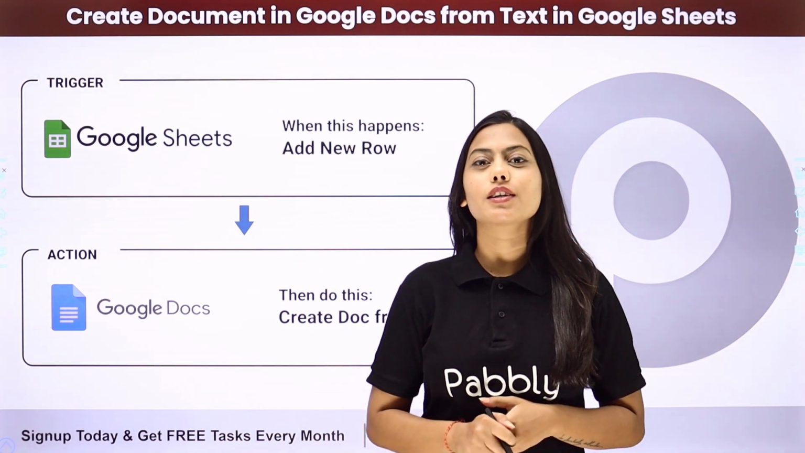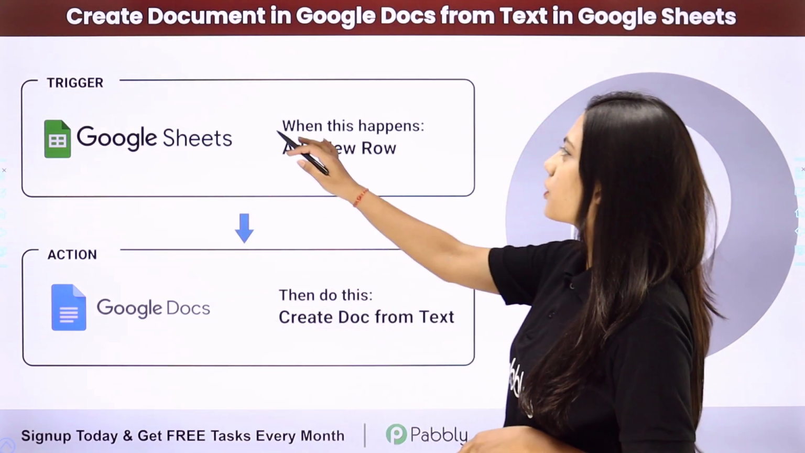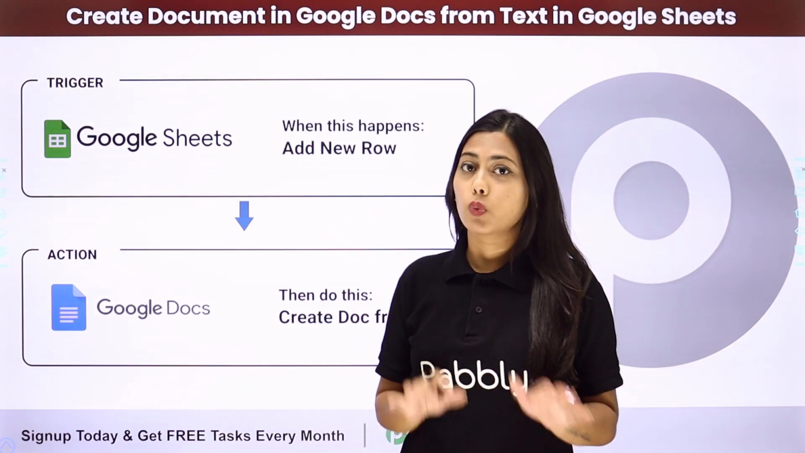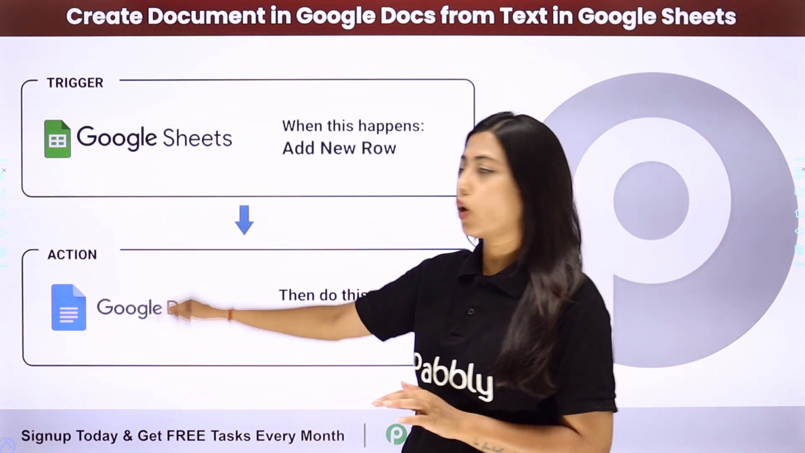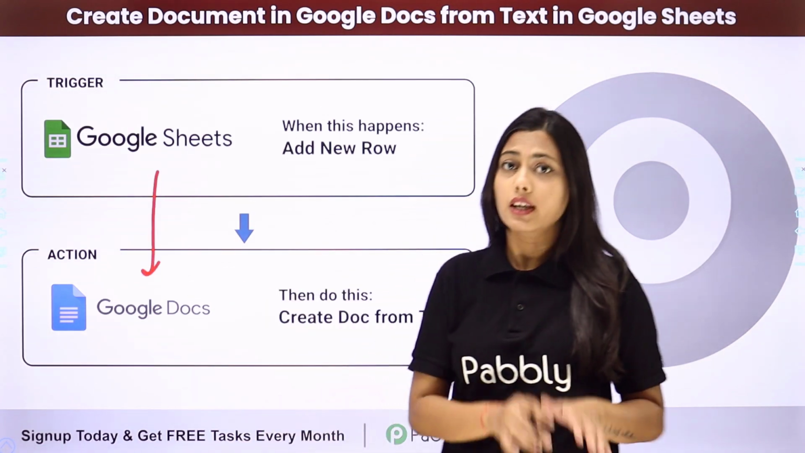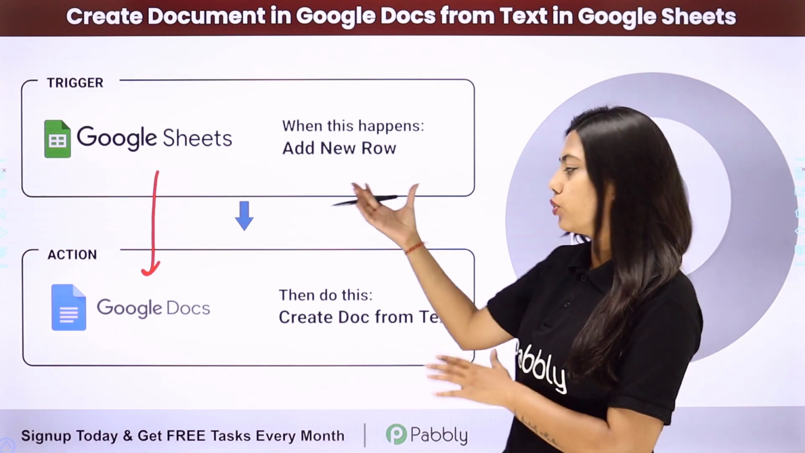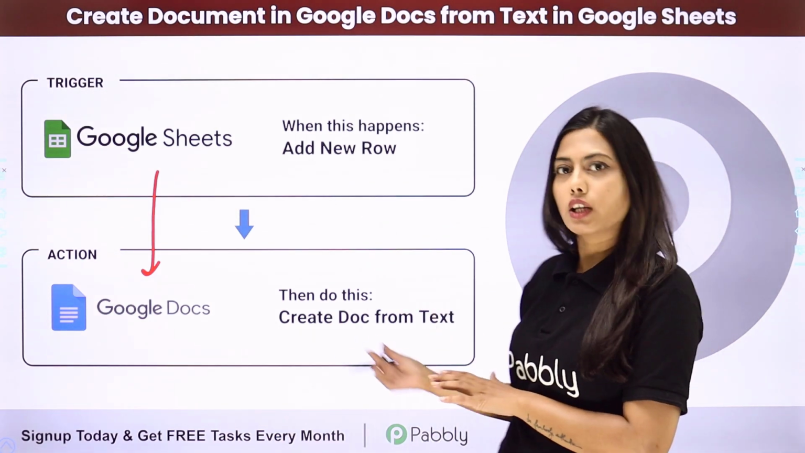Hello everyone. So in this video we are going to learn how to create a document in Google Docs from text in Google Sheet. We are going to integrate Google Sheets and Google Docs in such a way that whenever you add a new row in your Google Sheet, that data will be used to create a document from that text in Google Docs.